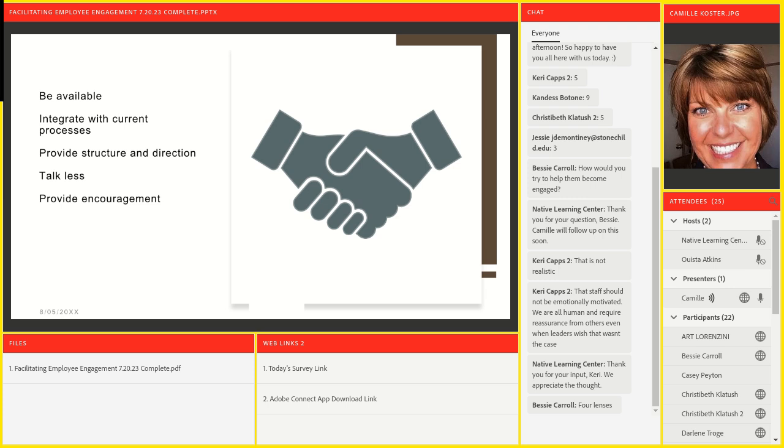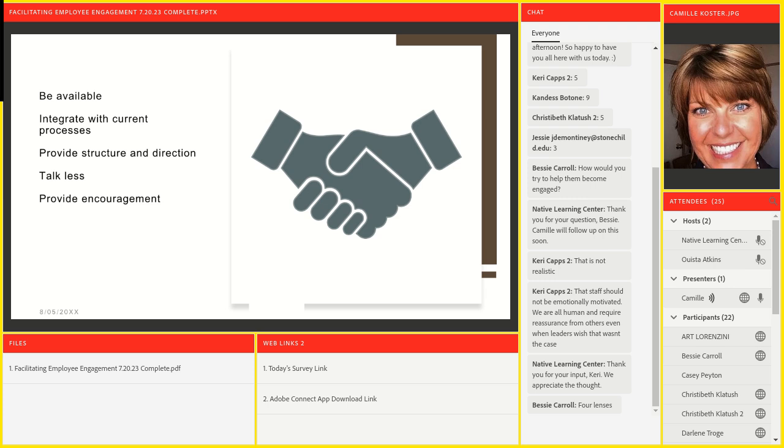Number 4 is spend more time listening than talking. You know, I think we probably all know the 80-20 rule, that as leaders, we're supposed to be actively listening 80% of the time and actually talking 20% of the time. But that's really tough because a lot of times we have a lot to say.